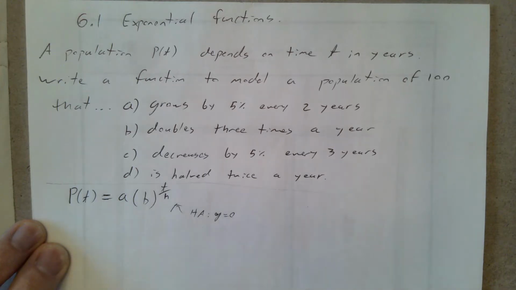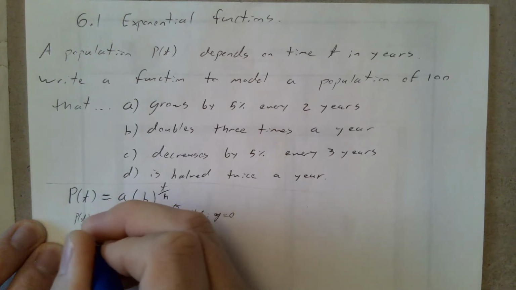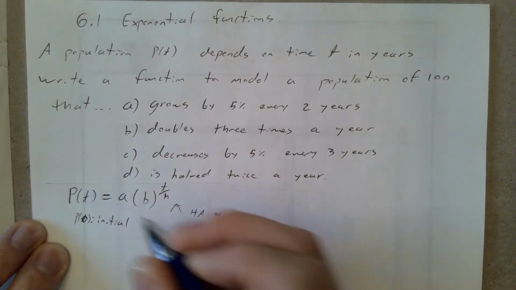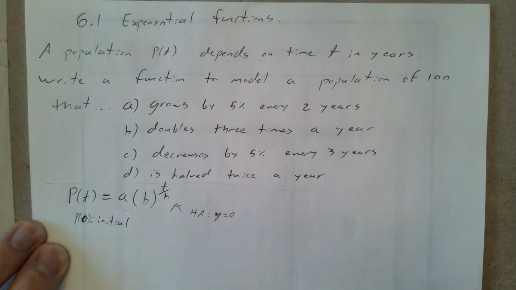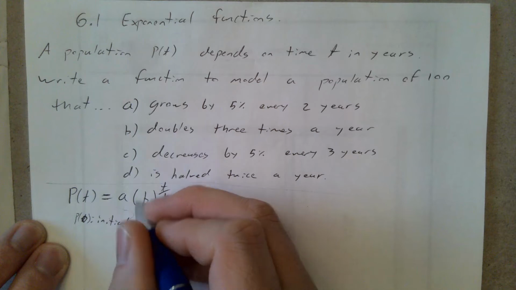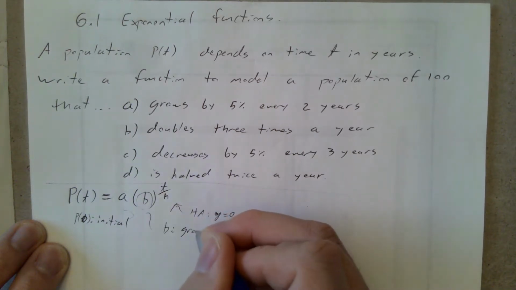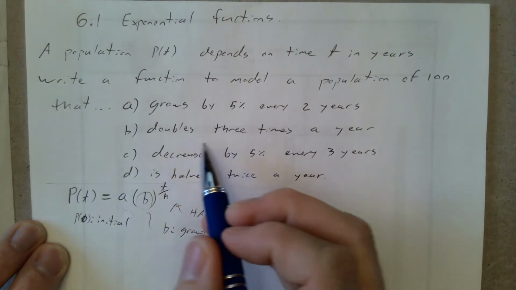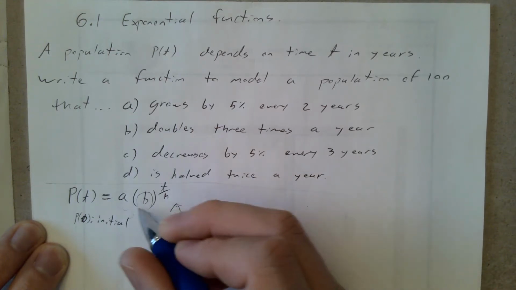In most cases, P of 0 is going to be your initial population or mass or whatever. That's usually going to be A. Not always, but usually going to be A. P of t is your output, t is your input. Your base, B, is either your growth or decay factor. Like if we're talking about doubling or halving or tripling, I can use a number like 3 or 2 or 1/2.